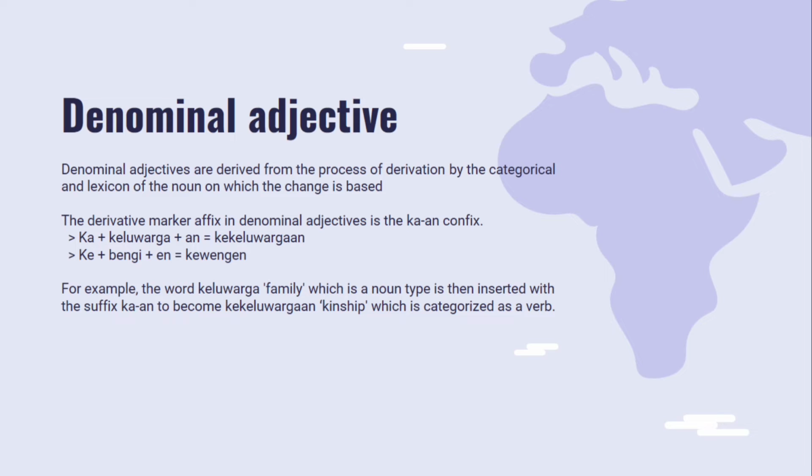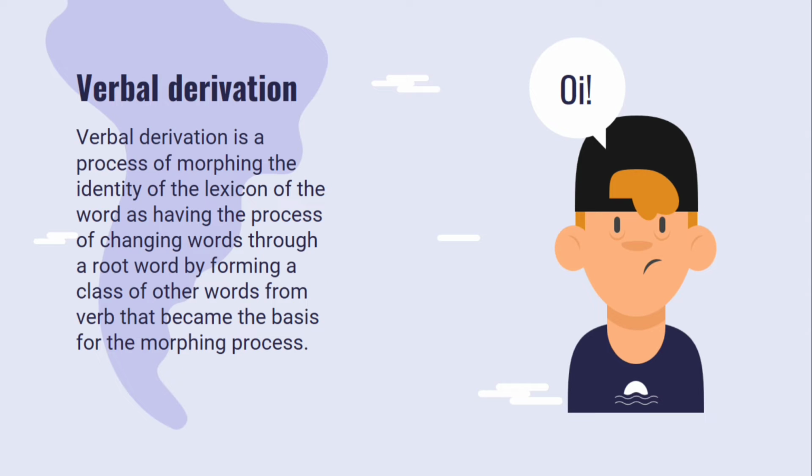For the example is the word keluarga or family, which is a noun type, and then inserted with the suffix ka-an to become kekeluargaan, or kinship, which is categorized as a verb. And then the second type of derivation is verbal derivation.